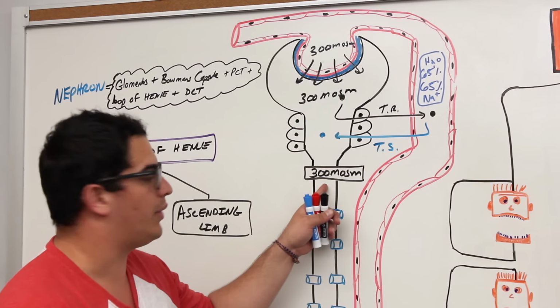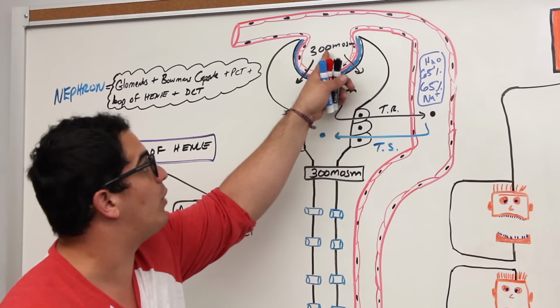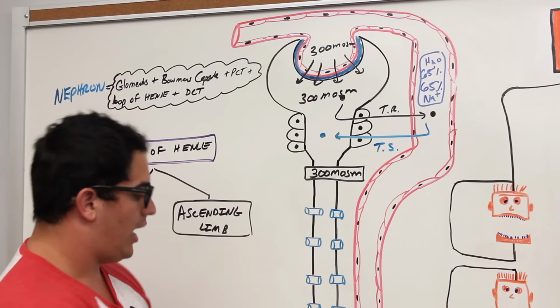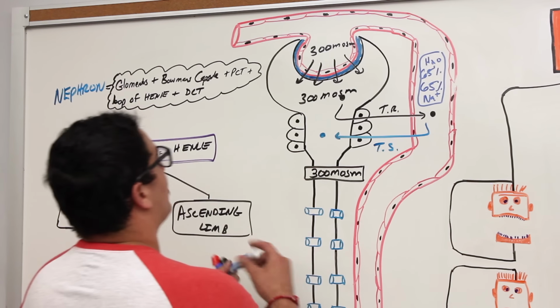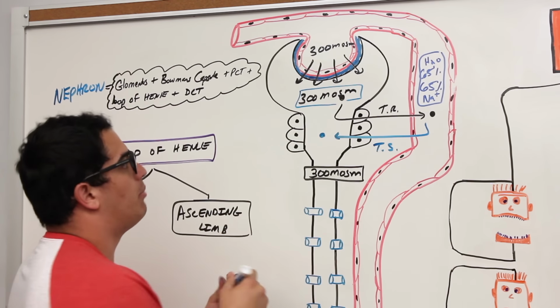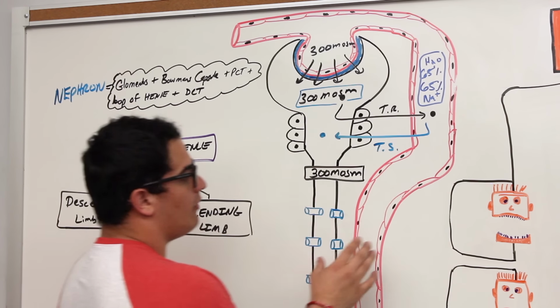So it's 300 milliosmoles. It's what we refer to as isotonic with the blood plasma. And the actual filtrate in the Bowman's capsule is also isotonic with the blood plasma, meaning it's equal. But watch what happens here.